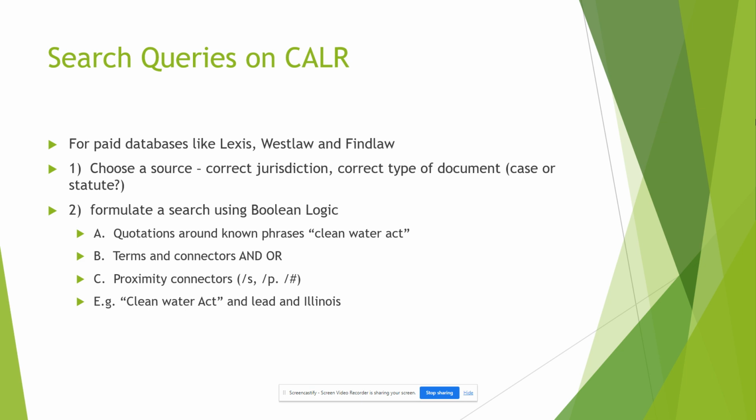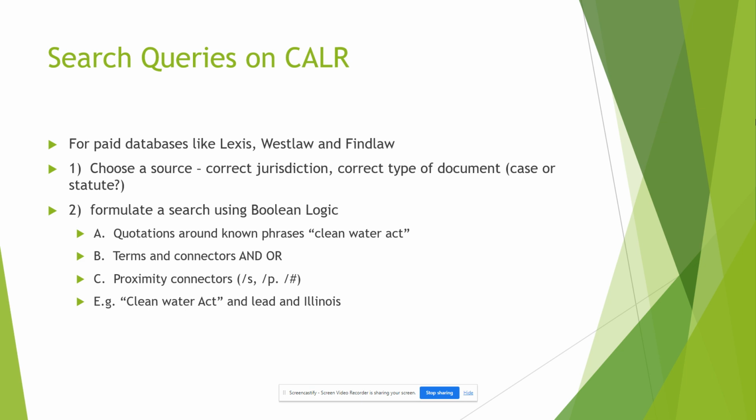So you want to make sure if it's a federal issue, you're looking in federal materials. If it's a state issue, you're looking in there. Is it case law? If it's case law, I'm only looking at cases. If it's a statutory question, am I looking at statutes? So choose your source and make sure it's the correct source and not too large and not too small. And then you formulate a search using what we call Boolean logic.